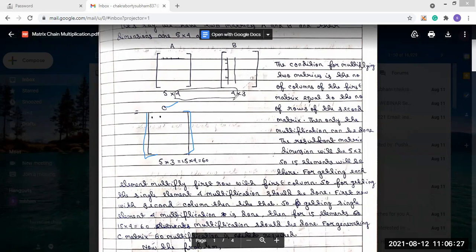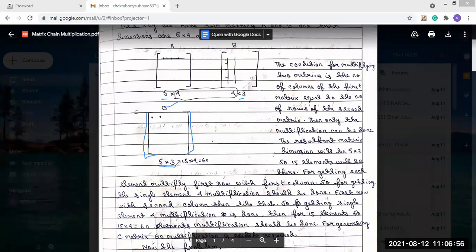So that means they are the same. If they are the same, then we are able to multiply them. So our resultant matrix, its dimension will be 5 into 3. That's why you see our resultant matrix dimension is 5 into 3.